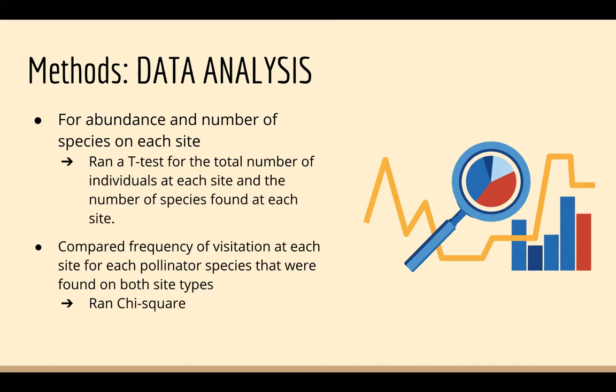Then, I compared the frequency of visitations at each site for each pollinator species that were found on both site types, which were disturbed or natural. To do so, I ran a chi-square analysis.